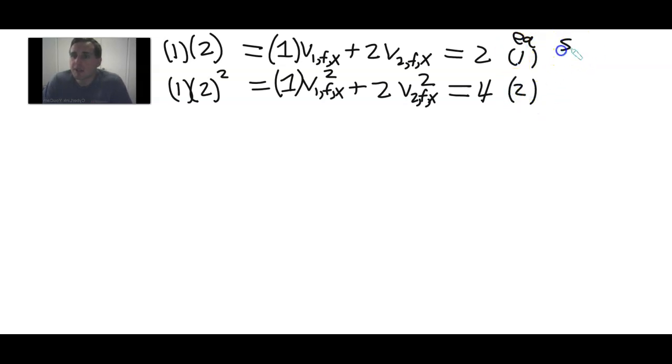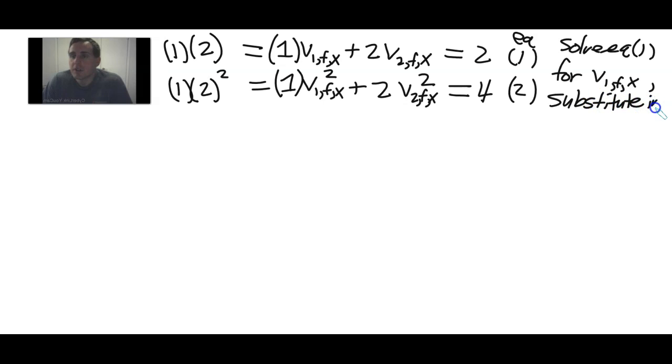So let's summarize by saying solve equation 1 for V1 final in the x direction, and then substitute into equation 2 to find V2 final x. Okay, so this is what we're going to do. So let's in fact do that.